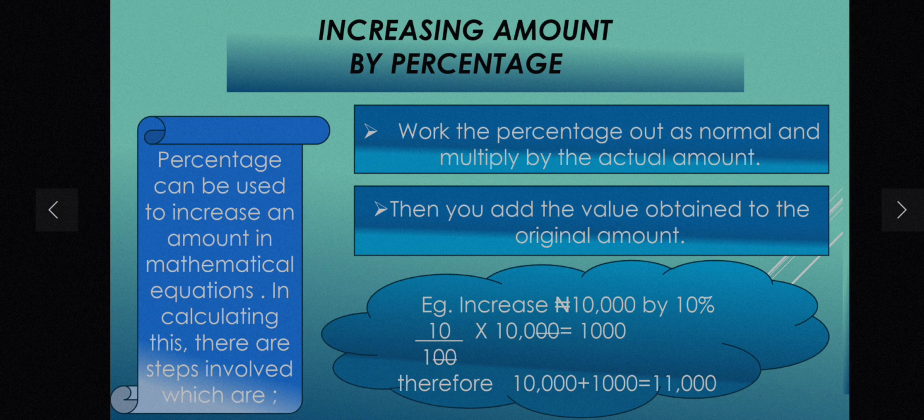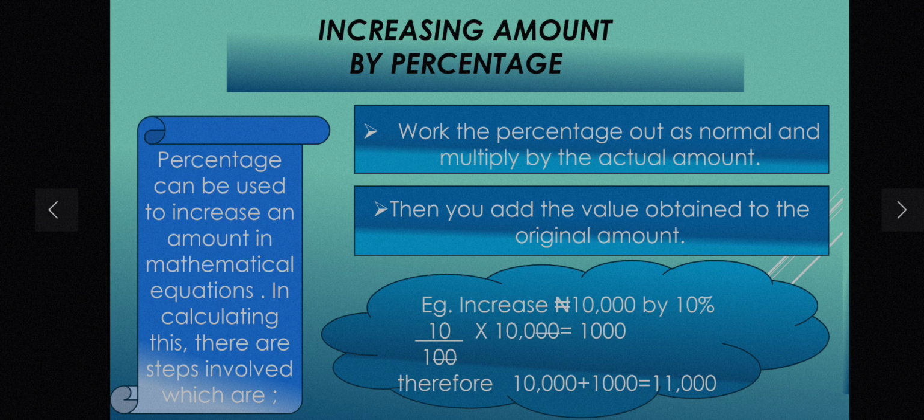They said increasing an amount by a percentage. Percentage can be used to increase an amount in mathematical equations. In calculating this, there are steps involved. As I've been explaining this topic to you, I've been giving you steps. When I lay down steps for you, it makes it easier for you to get it. So in our first step, they said work the percentage out as normal. When they say work the percentage out as normal, that means dividing it by what? 100. Then I said multiply by the actual amount. That means the amount they told you to increase by that percentage.